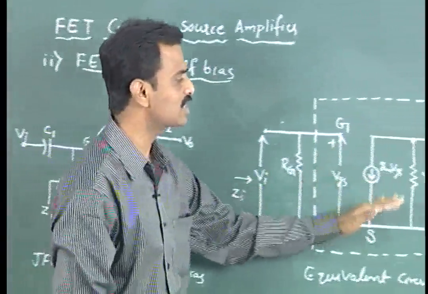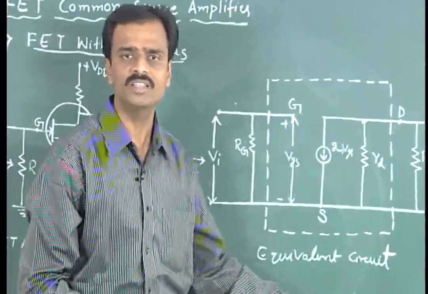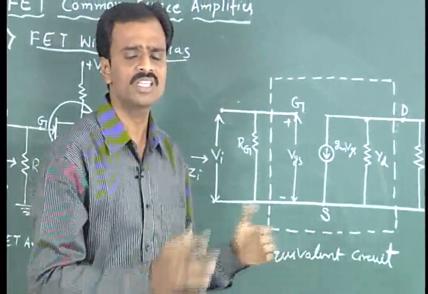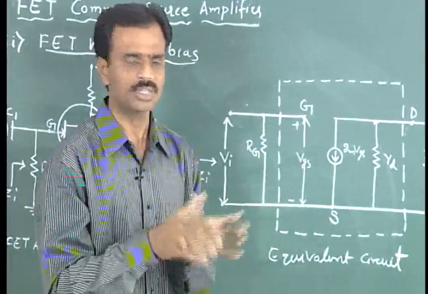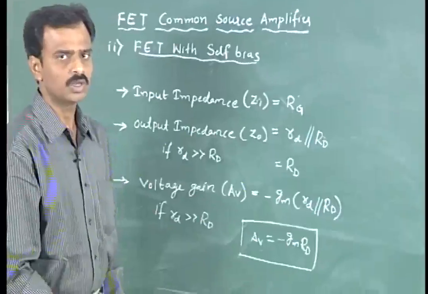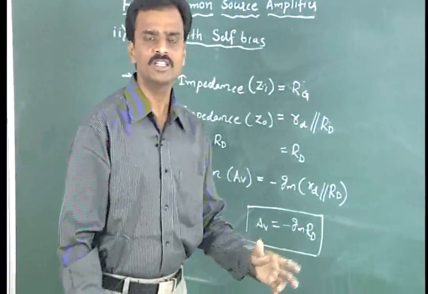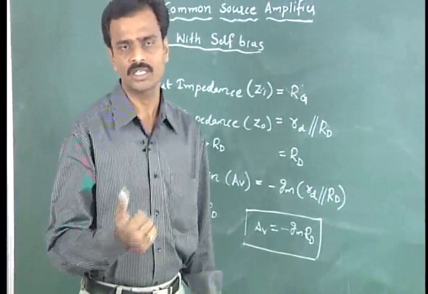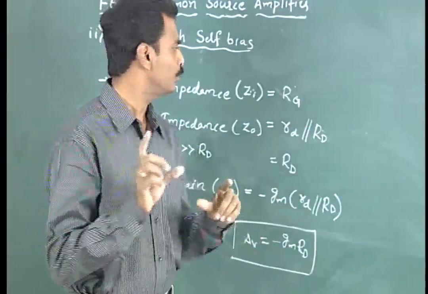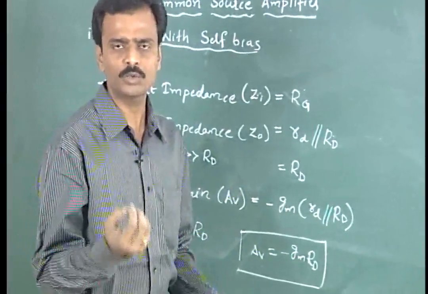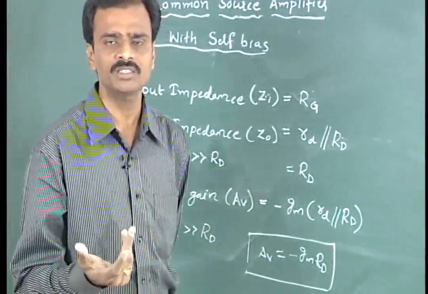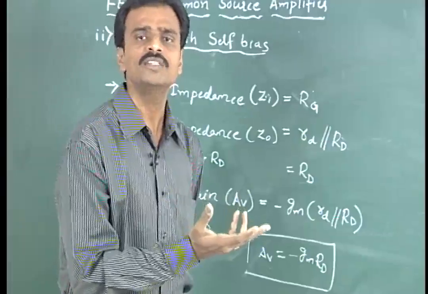Now we will derive the same parameters in this case of self bias: the input impedance, output impedance and voltage gain. We'll see what differences occur in comparison with the fixed bias parameters. If you compare the equivalent circuits we have drawn for the fixed bias and the self bias, almost those two circuits are similar. As those two equivalent circuit diagrams are similar, the parameters we have obtained in the case of fixed bias, the same parameter values will be obtained for the self bias also.